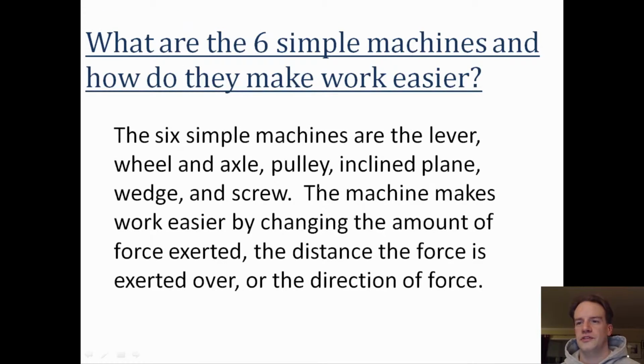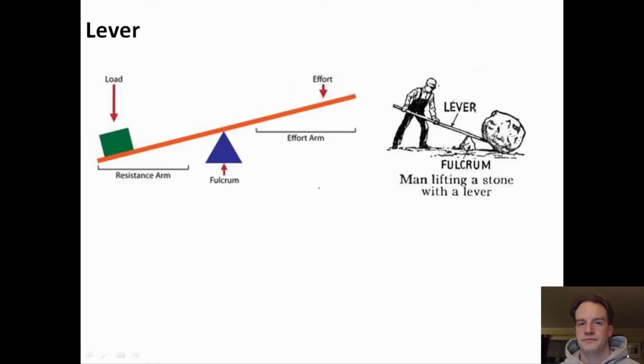So what are the 6 simple machines, and how do they make work easier? Well, the 6 simple machines are the lever, wheel and axle, pulley, incline plane, wedge, and screw. The machine makes work easier by changing that amount of force, or the distance of force, or the direction of the force.